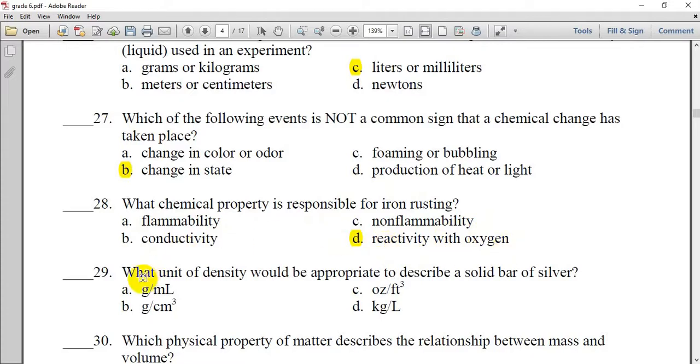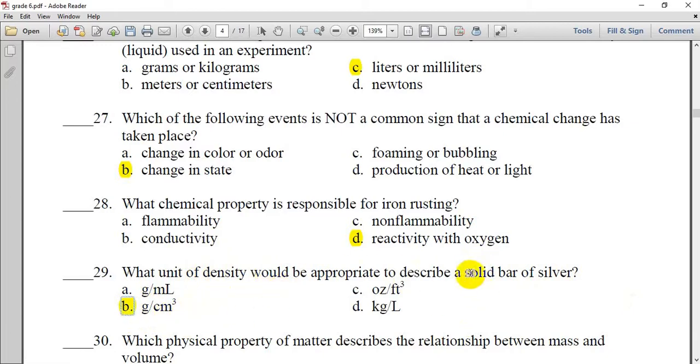29. What unit of density would be appropriate to describe a solid bar of silver? The unit for density, as we know from previous lessons, we measure the density by, what do you think, gram per cubic centimeter. This is the unit to measure solids. So if it's written here solid, we will choose the one that has cubic centimeters. Okay, because as we know, density is mass over volume. Mass we measure by gram, volume we measure for solid by cubic centimeter.